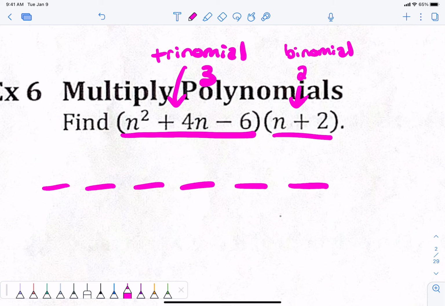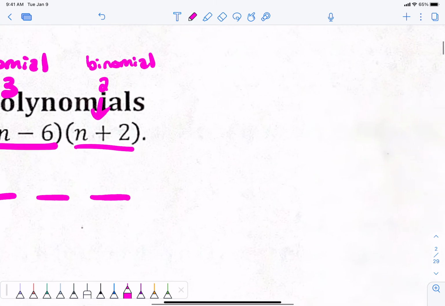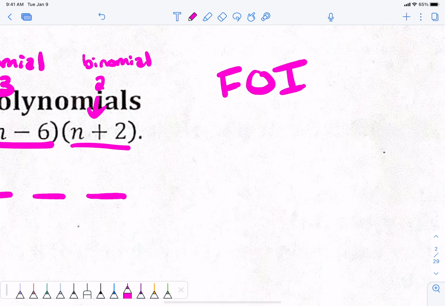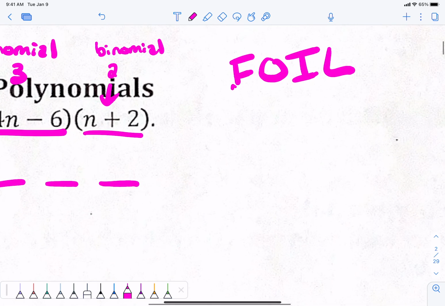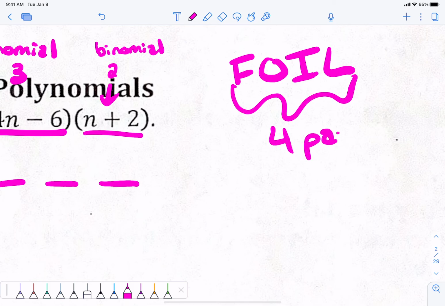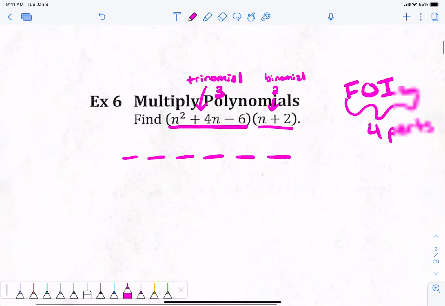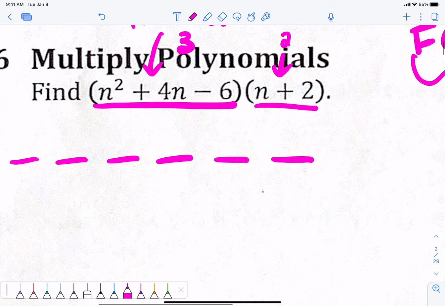This example is exactly the reason why Mr. Arms does not teach you the FOIL method, right? FOIL is first, outside, inside, last, except FOIL only has 4 parts. We will have 6 parts. So there's a first, 2 outsides, 2 middle insides, and then the last piece. There's more than 1 middle piece. So this is basically FOIL, but he doesn't call it FOIL because there's not 4 parts to it.